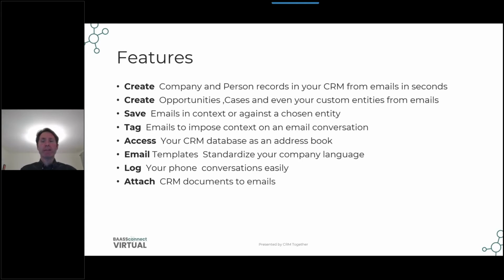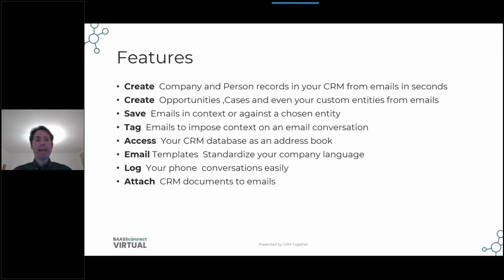So some of the features that we're going to show you, we'll try to show you as much as we can today, is how you can create company and person records from your emails. You can create things like opportunities and cases, and even implement custom entities within Outlook. So within Outlook, you look at an email and you can straight away create an opportunity based on that email. You can save the emails against any given context, and you can even tag the emails. And by tagging the emails, we give the emails a context. I'll explain that in more detail in the demo.